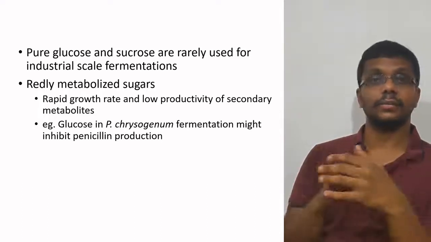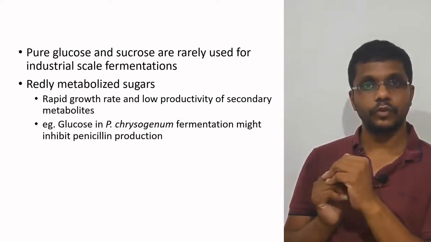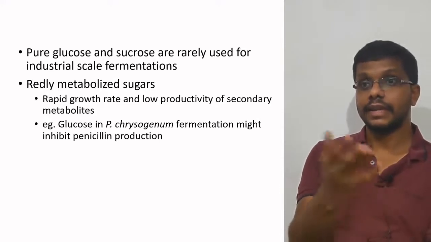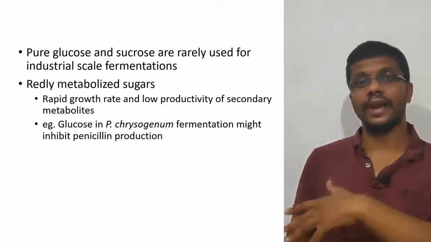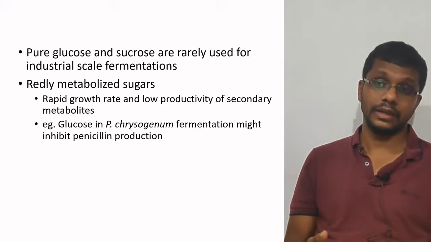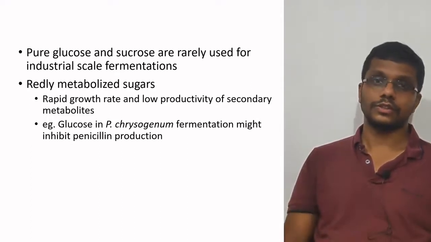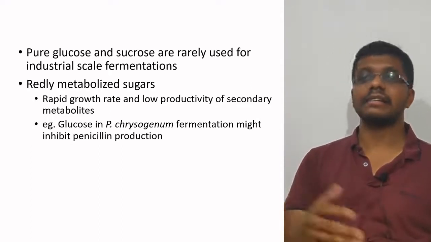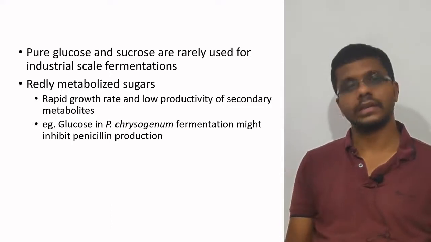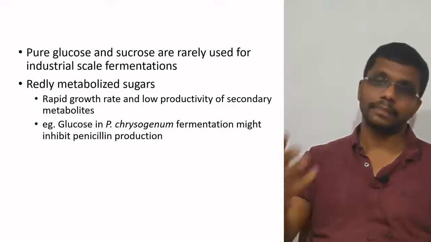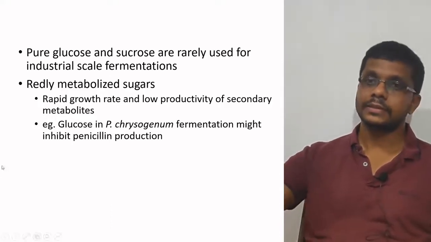But in some cases, they are the most preferred carbon sources also. For the production of primary metabolites, we can use glucose and sucrose. For the production of wine or alcohol, glucose and sucrose are used as the carbon source. But generally, for the production of secondary metabolites or some other components, we don't use glucose and sucrose as carbon sources. So that's all for this session.